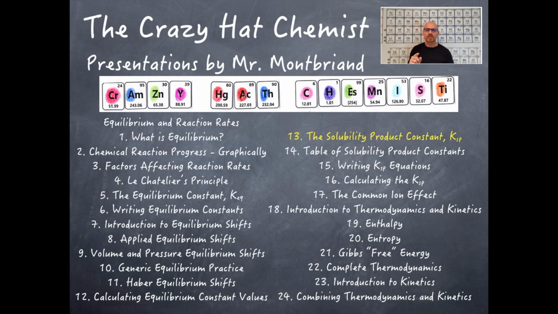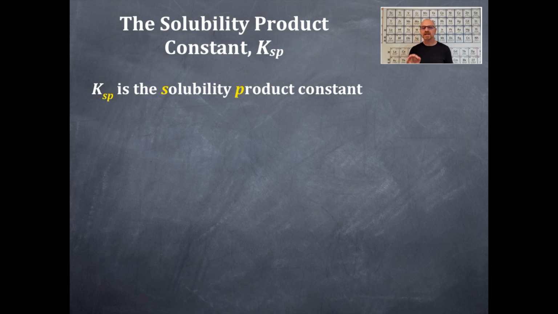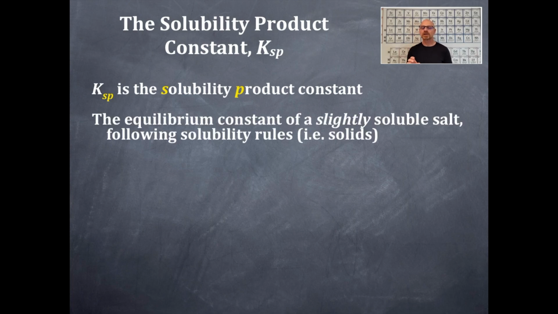Here we go. Equilibrium and reaction rates. Bam! The solubility product constant. That is the Ksp. So Ksp is the solubility product constant. Notice that the words solubility product are the Ksp. Okay? So it's the equilibrium constant of a slightly soluble salt, following our solubility rules.